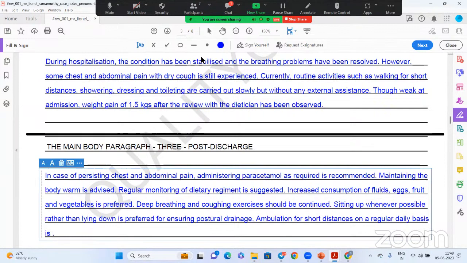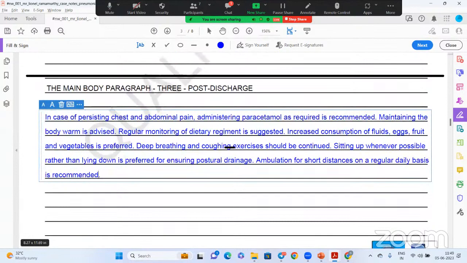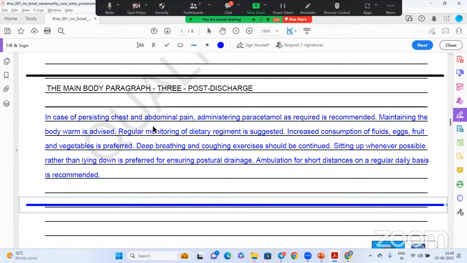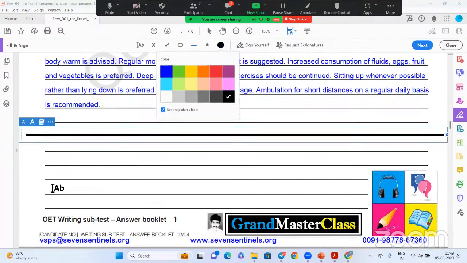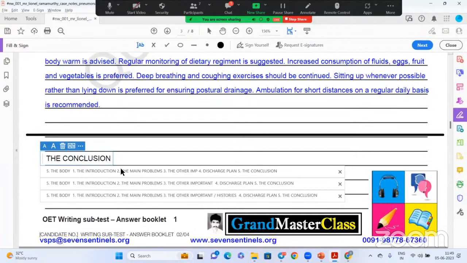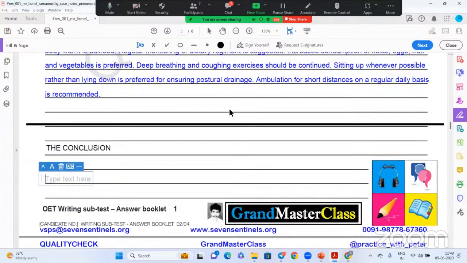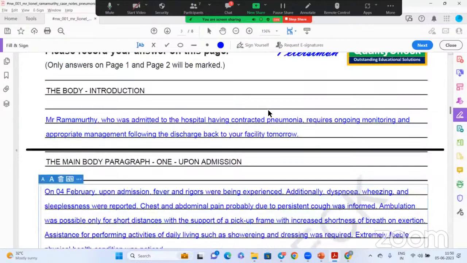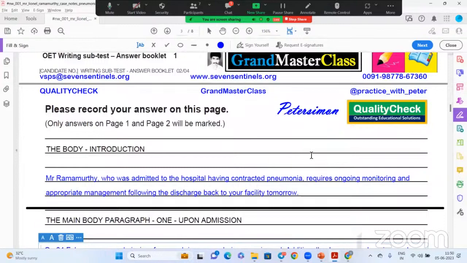Now we are doing the conclusion. Only two lines. So those are common sentences, what we have written in the introduction of the conclusion. Based on the aforementioned circumstances, what are the things we require? Regular ongoing care, we told in the beginning. Ongoing monitoring and appropriate management. Change these words.